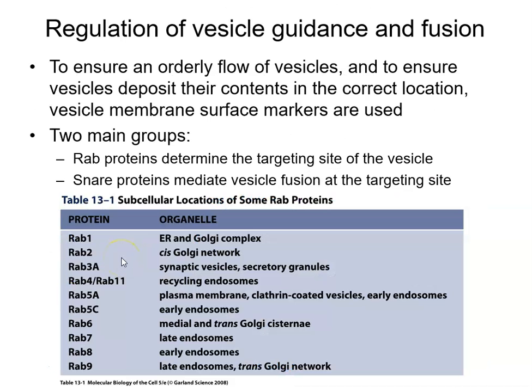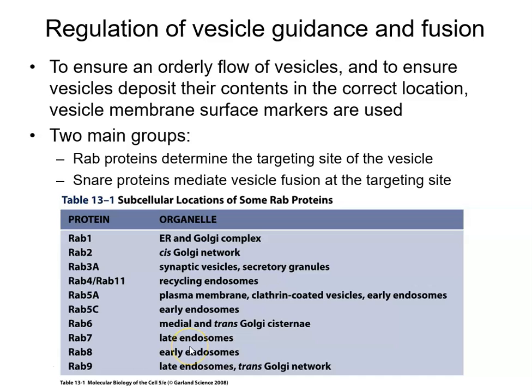So when proteins bud off from a specific site, those vesicles need to know where to go. If a vesicle buds off from the endoplasmic reticulum, that will be a COP2 coated vesicle, but it will also have other tags on there, and these tags involve Rab proteins which will determine the targeting site of the vesicle. So Rab1 is involved in the ER and Golgi.